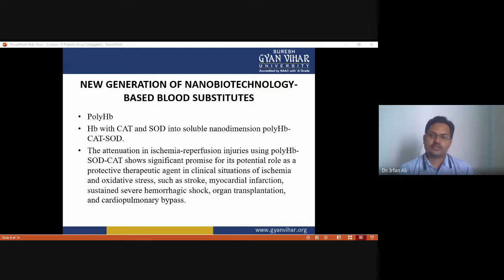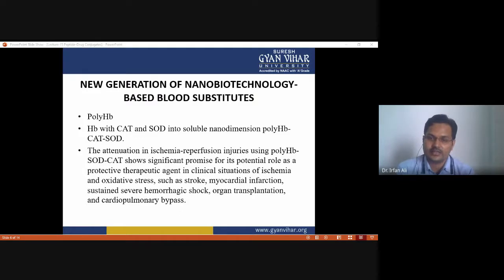superoxide dismutase into the soluble nano-dimension of polyhemoglobin, catalase, and SOD. Okay, so this is an oxygen carrier with the ability to remove oxygen radicals. Superoxide dismutase and catalase convert superoxide into hydrogen peroxide, which is then converted into water and oxygen. Okay, so it helps to remove the harmful effect of free radicals.